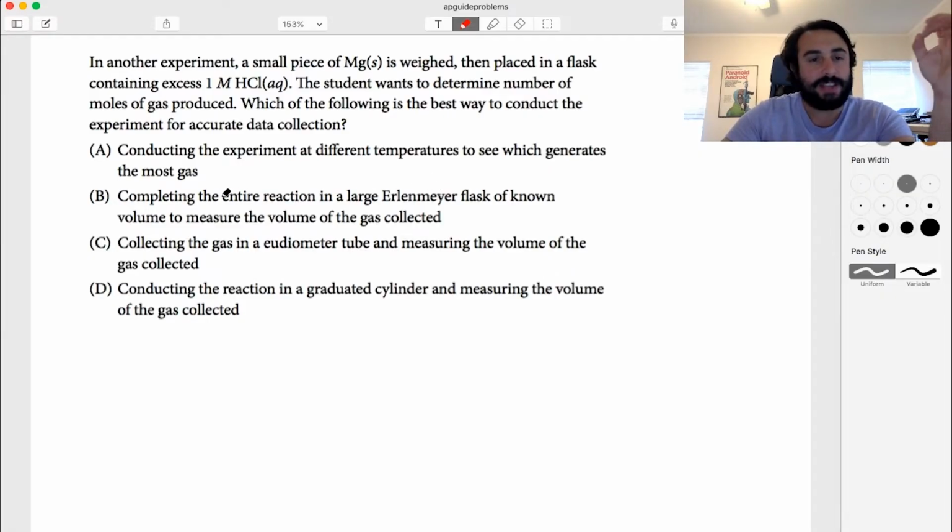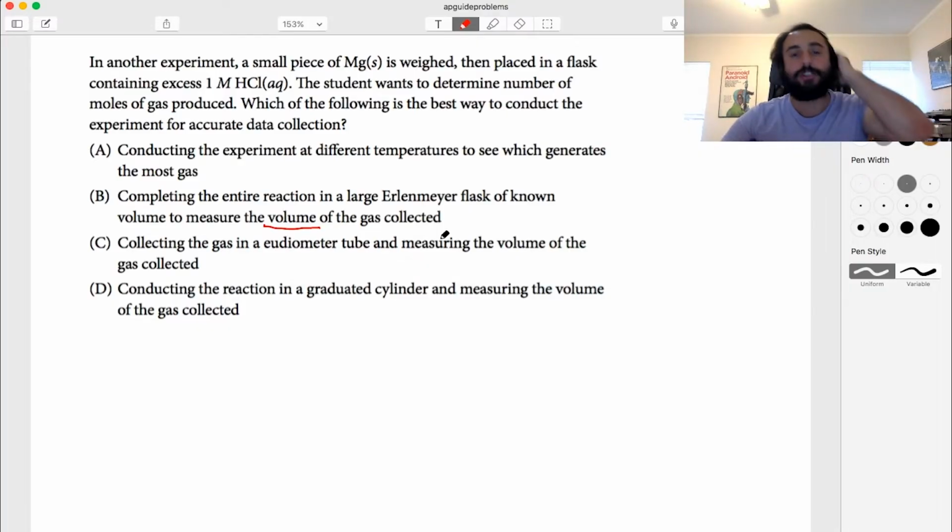Now, B says completing the entire reaction in a large Erlenmeyer flask of known volume to measure the volume of gas collected. So this is saying to measure the volume of gas collected, which is something that we're going to want to do. However, how would this work in a large Erlenmeyer flask, right? We can't be using an open vessel because when you're producing a gas, the gas is going to evolve and then it's going to leave. If you have an open reaction vessel, it's going to leave the vessel and then you cannot take any kind of measurement. So that's not going to work.